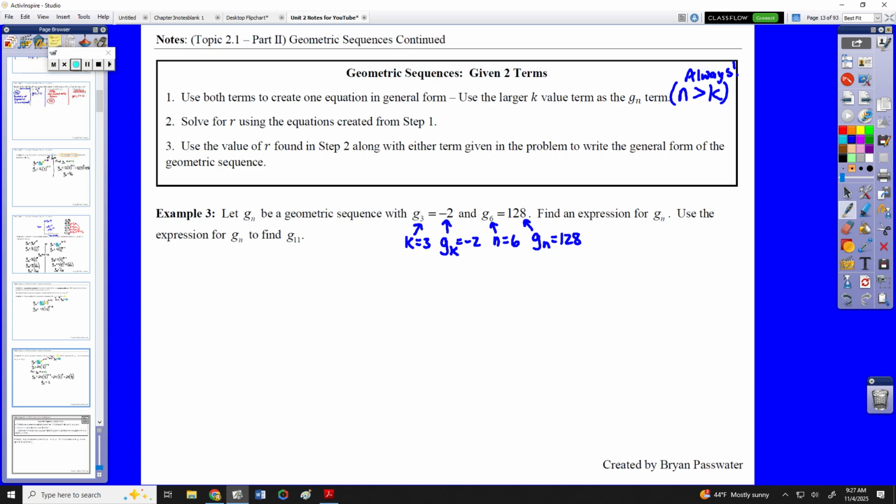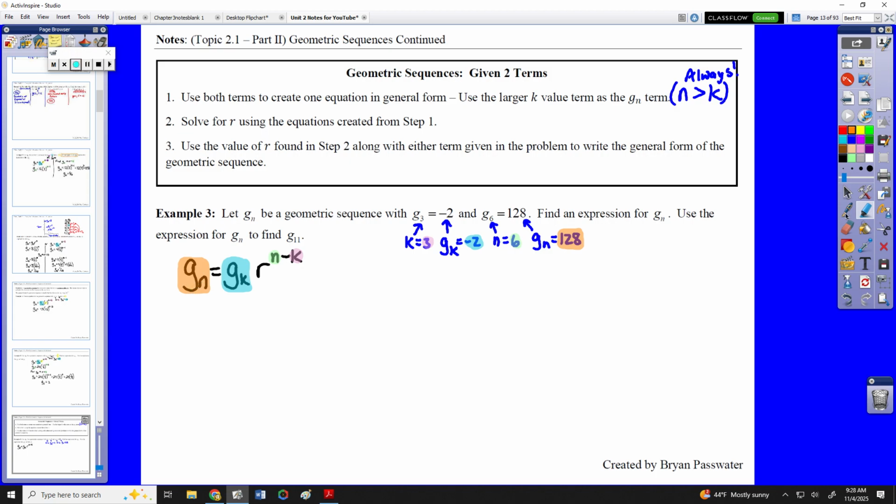Now when we do that with our general expression, the only thing in the general expression that we do not know is the r, the common ratio. So we plug these values in. We have n equals 6, so that goes in here. We have k equals 3, that goes here. We have g of k is negative 2, so that goes here. And we have g sub n is 128, so we plug that in here.